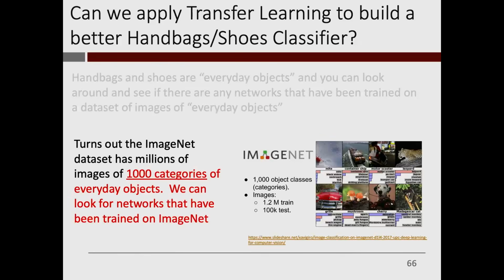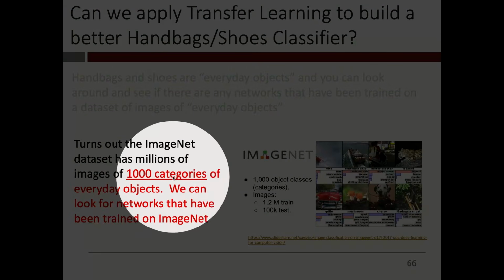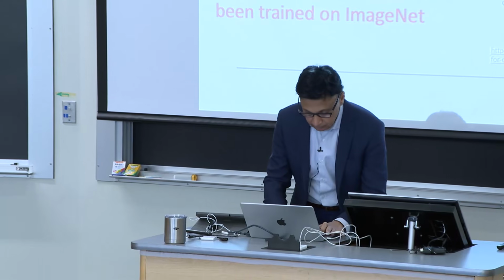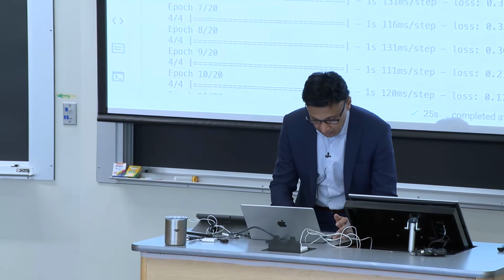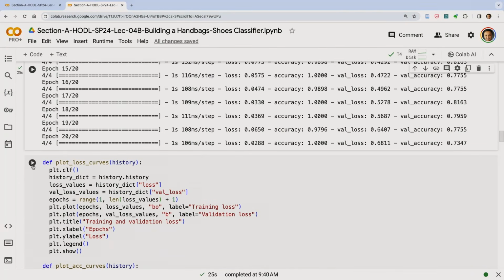Now it turns out that there is this thing called ImageNet, which is a database of millions of images of everyday objects in 1,000 different categories. Furniture, animals, automobiles, you get the idea, okay? And so we can look for networks that have been trained on ImageNet. Let me just go back to the Colab just to make sure it doesn't time out. All right, so it has finished. Let's just plot these things.